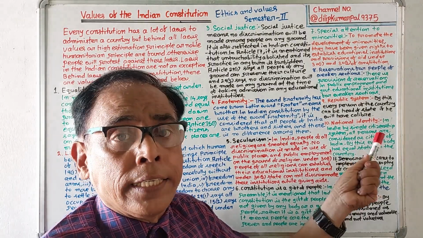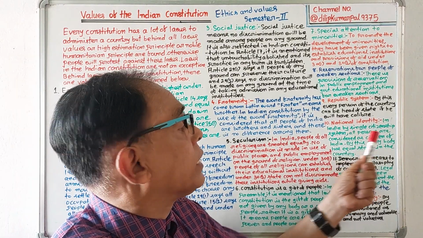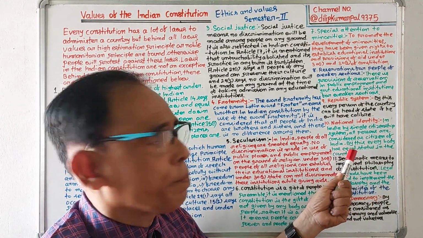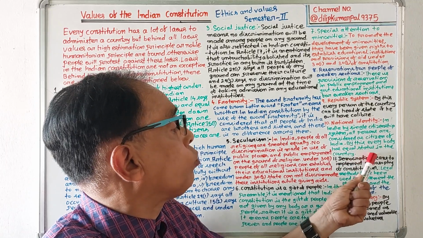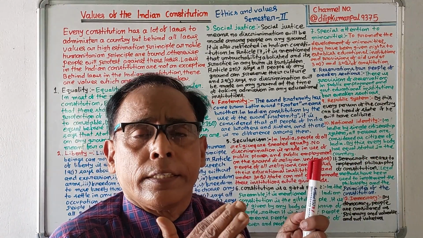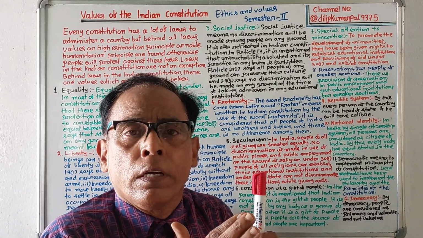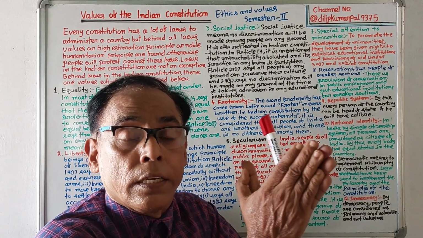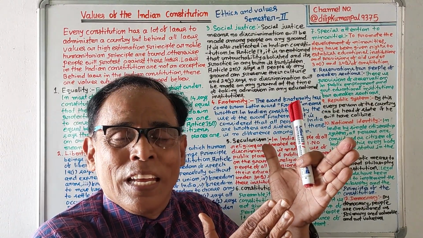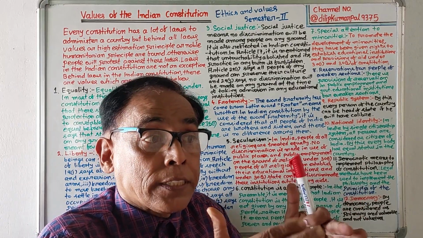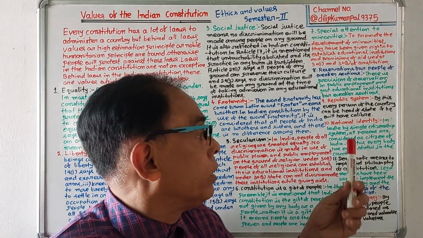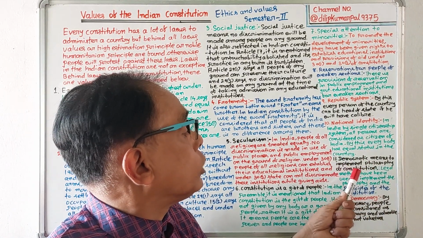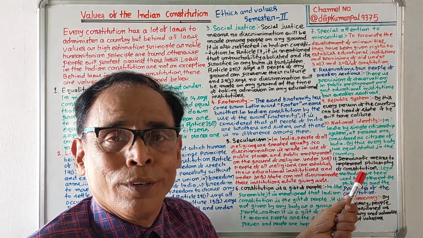Tenth, national identity. In India, by a single citizenship system, all persons are considered citizens of India. By this, everybody has equal status in the country. There is national identity. Every person is a citizen of the country, which means every person has equal status.